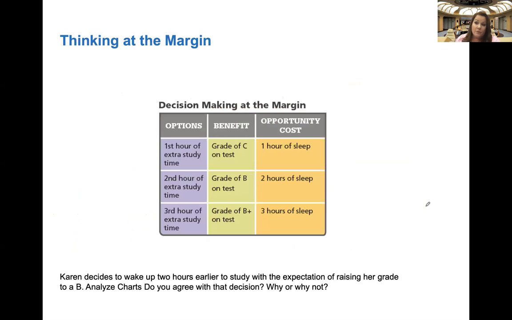Here's another way to think at the margin. First extra hour of study time, you might get a C on the test, but you lose an hour of sleep. Second hour, B, and so on. I don't know if you're like me. I look at this and go, I can't study for 3 hours, period. Yeah, anything past an hour, I'm done. But again, a lot of you make decisions weighing the pros and the cons.